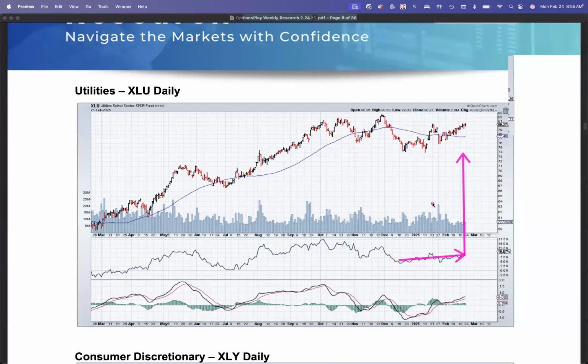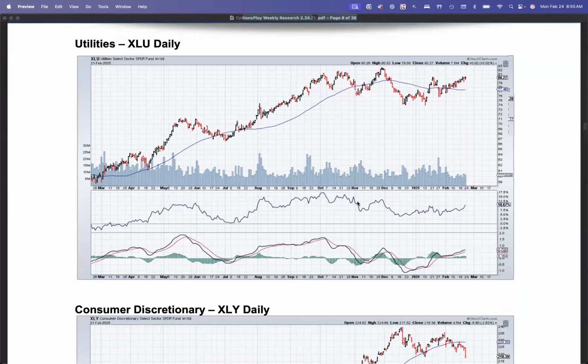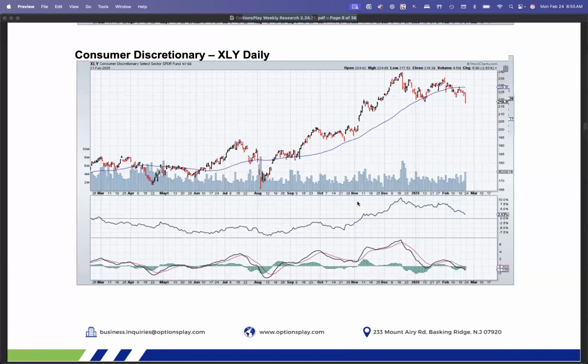after what has been a period of underperformance for utilities. And then on the flip side, we have seen consumer discretionary, which has been a strong performer of late, really start to show some weakness. Consumer discretionary, one of the strongest sectors over the last 6 months or so, has given up some of those gains in the past few weeks.